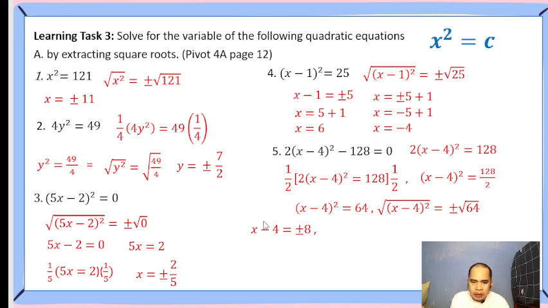Okay, so transpose natin sa kabila si 4. So meron tayong x is equals to positive 8 or negative 8 plus 4. So if that is positive 8, ang x natin is 12. Then if that is negative 8, then ang x natin is negative 4.